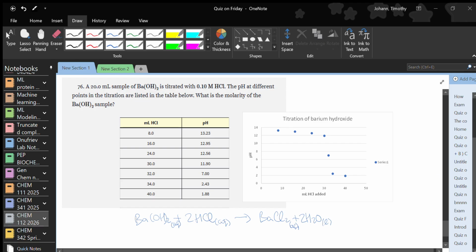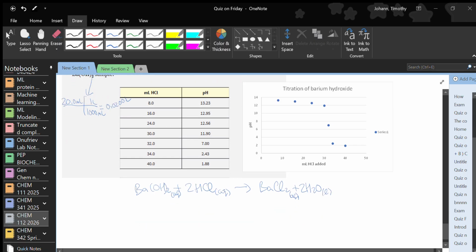We have 20 milliliters of barium hydroxide with 0.1 molar hydrochloric acid. Let's go ahead and put this in liters because we're going to want that later. So 20.0 milliliters. If I have 1,000 milliliters, I'd have 1 liter. And so that gives me 0.0200 liters. All right, we'll want that in a minute.